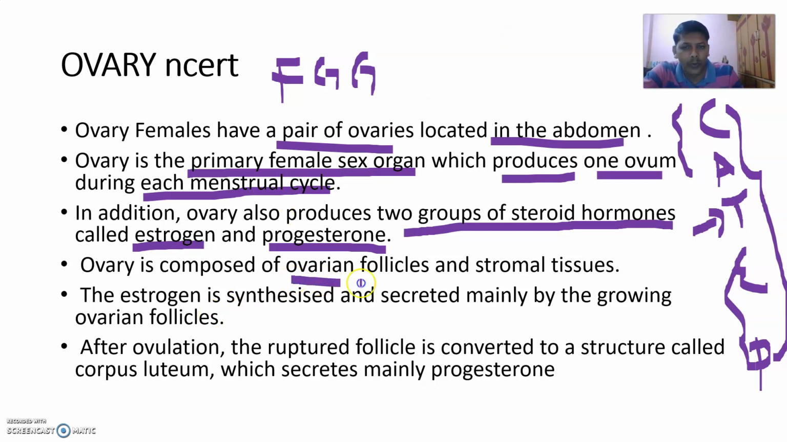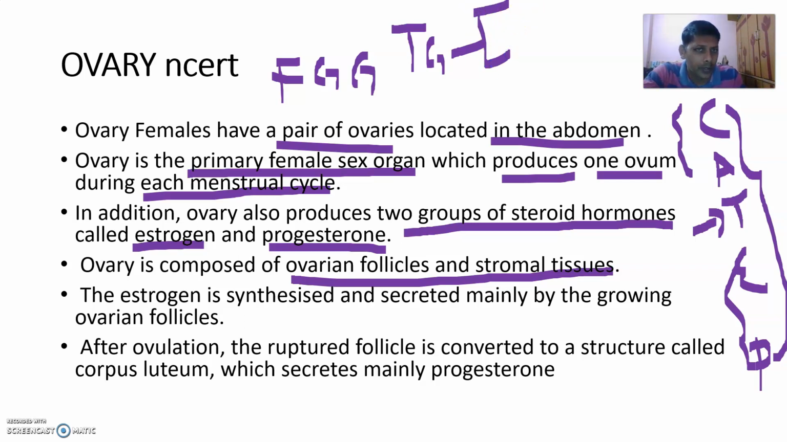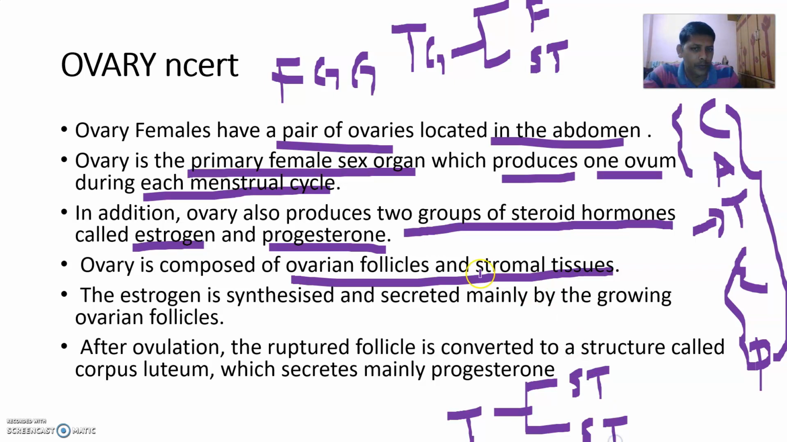Ovary is composed of ovarian follicles and stromal tissue. In the previous part, you learned the testis is composed of seminiferous tubules and stromal tissue. In the thyroid gland also you learned there are thyroid follicles and stromal tissue. The thyroid gland has two parts. What are they? One is thyroid follicles. The other one is the stromal tissue. Testis also has two parts. One is seminiferous tubule. Another one is called stromal tissue.